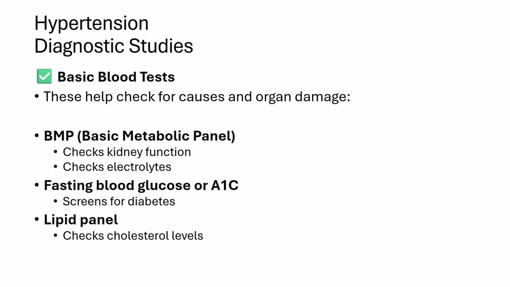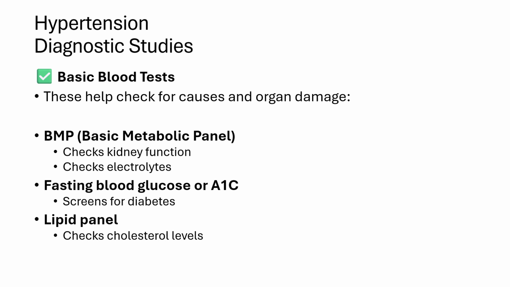Diagnostic studies for hypertension. Everybody gets a BMP, basic metabolic panel. This is all your electrolytes as well as your BUN and creatinine. Again, your creatinine is your gold standard for kidney function. Your BUN can be elevated for many, many different reasons that have nothing to do with your kidney. So we're going to figure out what our electrolytes are.